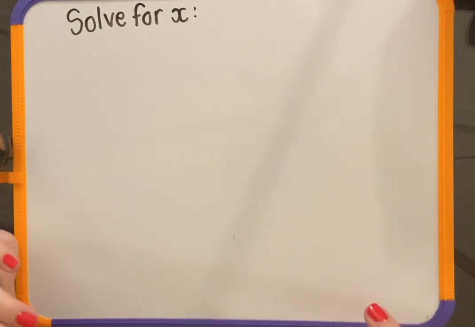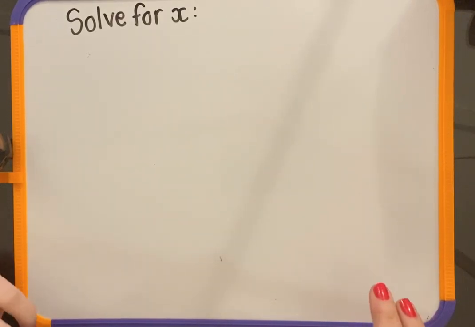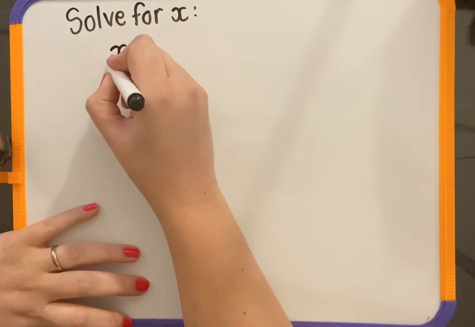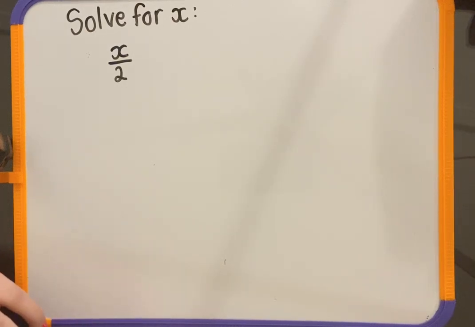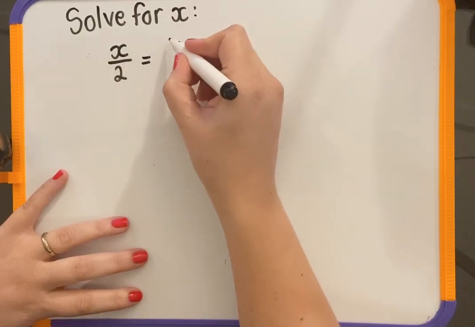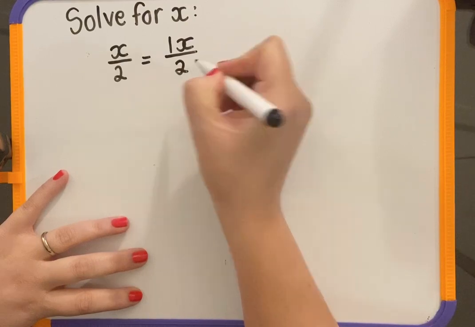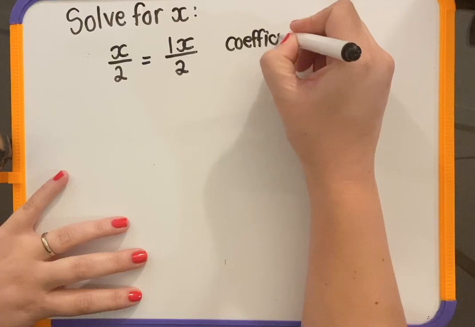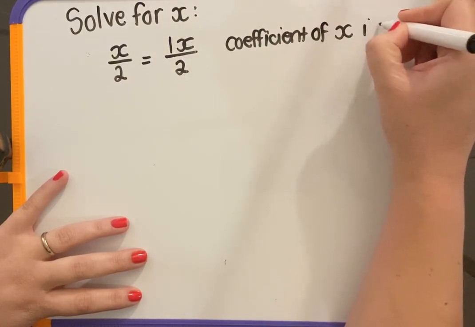In order to solve for x in the next few types of questions, I would like to just reiterate a concept. If I give you x over 2, and I say to you, what is the coefficient of x in this case? Remember, in front of that x is actually a 1. So it's 1x over 2. So in this case, the coefficient of x is a half.